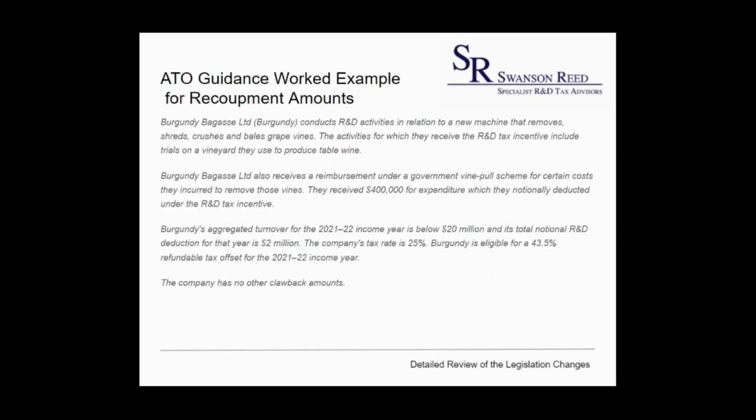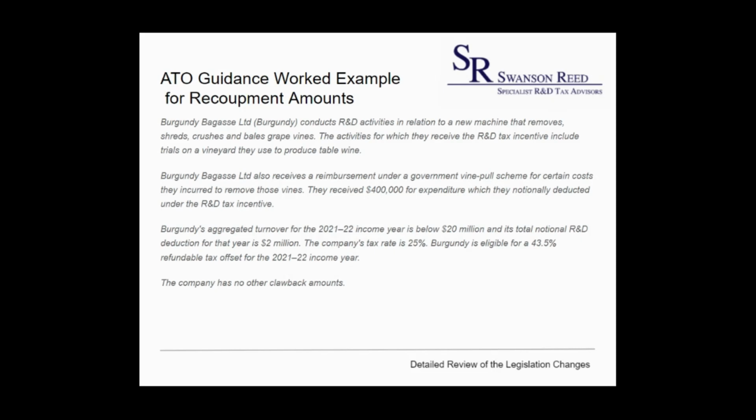The following worked example of the new clawback adjustment for recoupment amounts is available on the ATO website. Burgundy, a company, conducts R&D activities in relation to a new machine that removes, shreds, crushes, and bales grapevines. The activities for which they receive the R&D tax incentive include trials on a vineyard used to produce table wine. Burgundy also receives a reimbursement under a government vine pool scheme for certain costs they incurred to remove those vines. The company received $400,000 for expenditure which was notionally deducted under the R&D tax incentive.